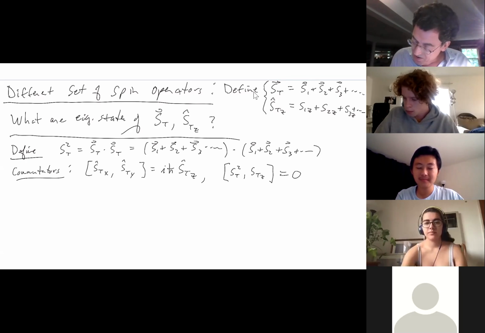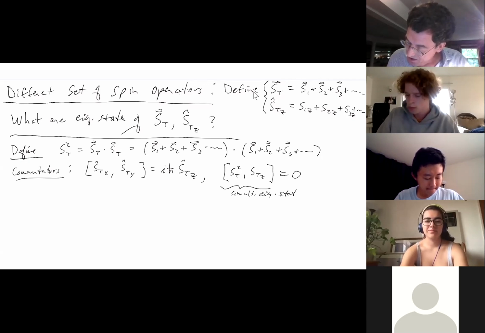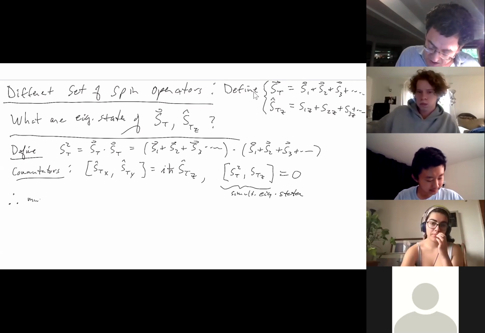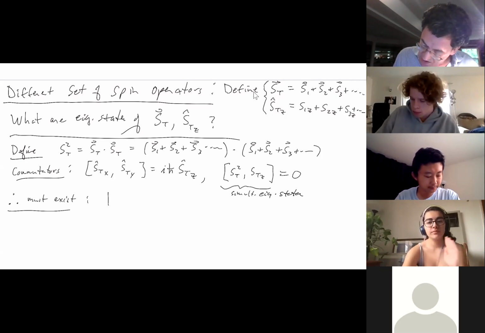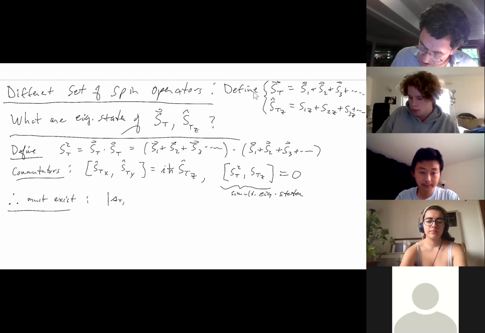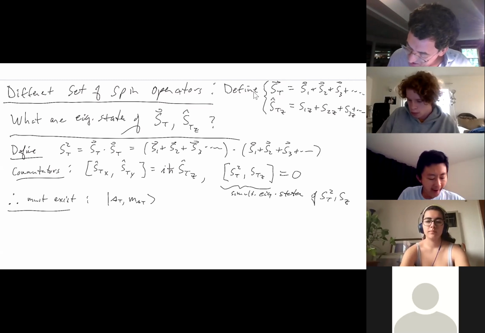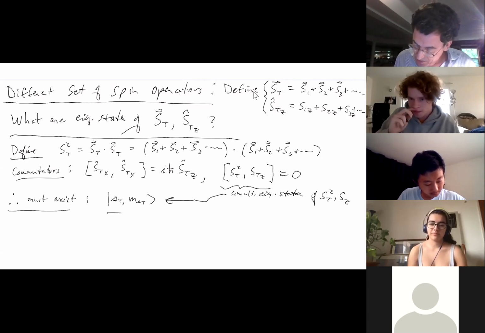And so we say, okay, well, these guys commute, so that means that we can have simultaneous eigenstates of these two operators. And therefore, there must exist eigenstates that look like this, and I'll call them S total, M sub S total. These things must exist, where these are simultaneous eigenstates of S total squared and S Z. So these simultaneous eigenstates must exist, and I will call them this.